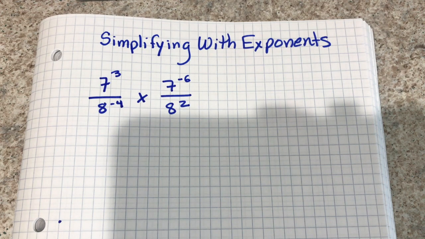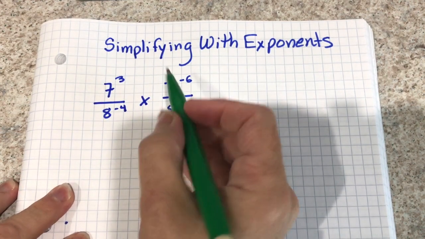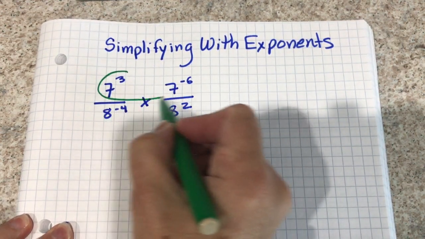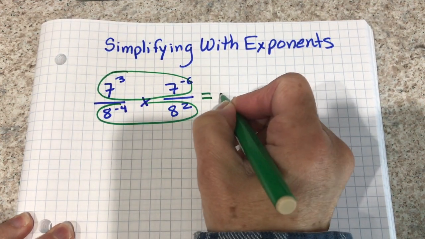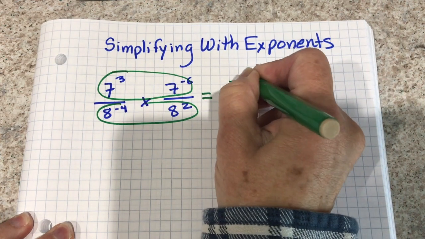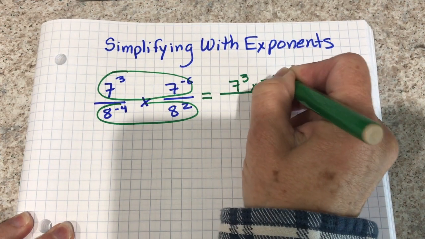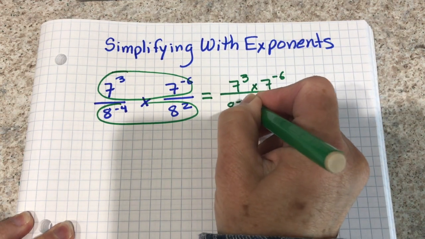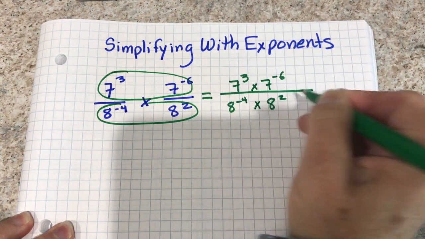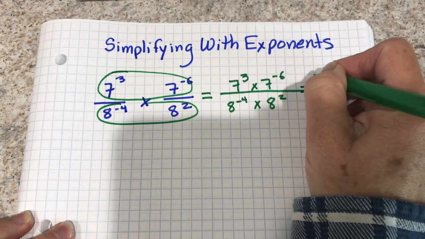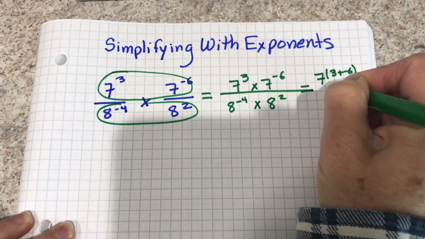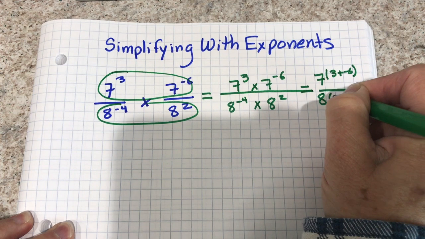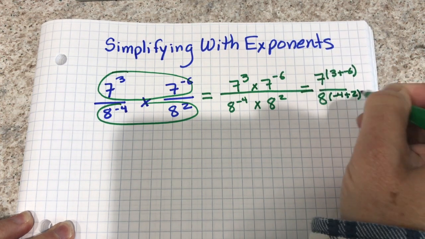If we look at this first example, there are two ways that we can approach it. The first way is to multiply the numerators and then multiply the denominators. In this method, we would have 7 to the third times 7 to the negative sixth over 8 to the negative 4 times 8 to the second. Simplified, that would be 7 to the 3 plus negative 6 over 8, and then we have the exponent of negative 4 plus 2.